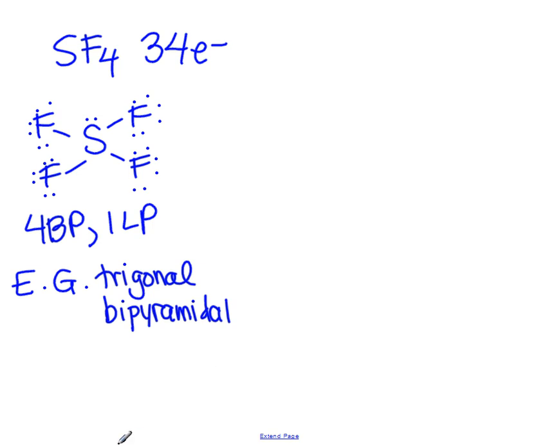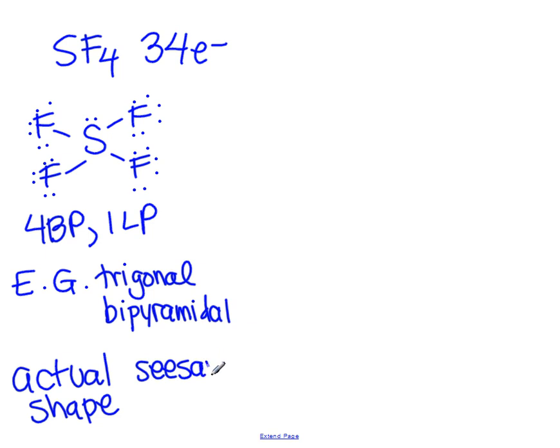If I'm in the trigonal bipyramidal family, I have to look, what's the actual shape when I have 4 bonded pairs and 1 lone pair? So when I go back to my chart, 4 bonded pairs and 1 lone pair means I have my seesaw shape. So this molecule, SF4, when I draw it in 3D, should take on a seesaw shape.